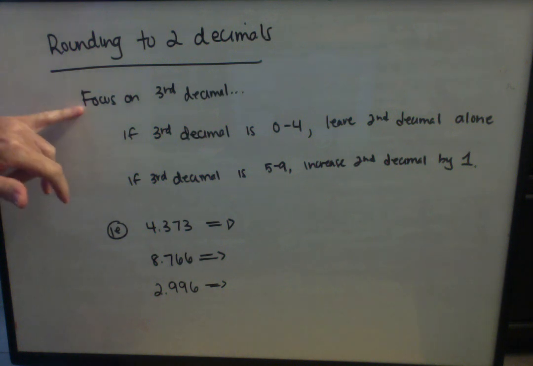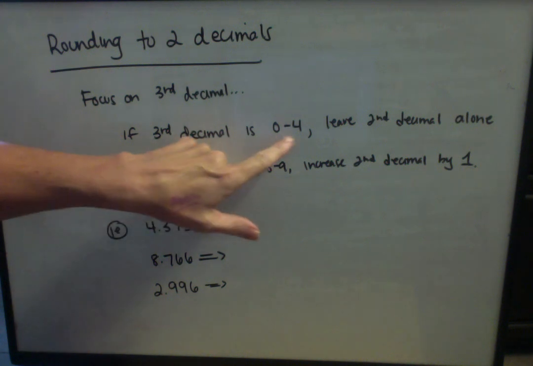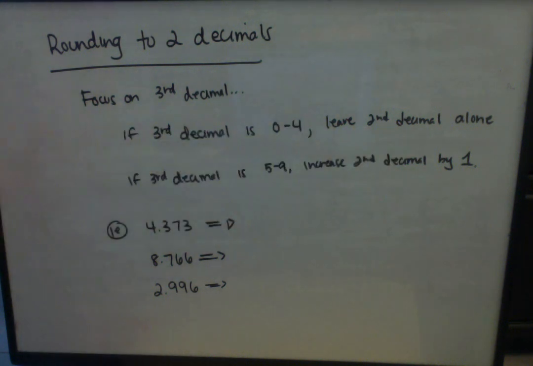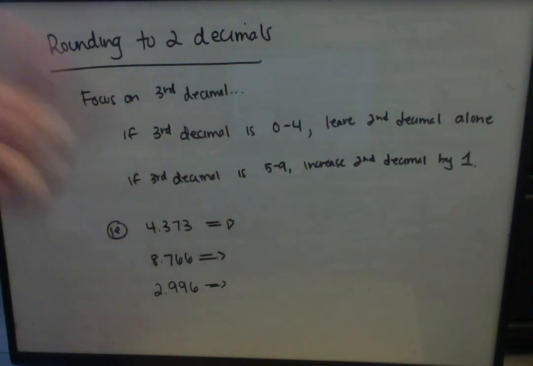To round to 2 decimals, what you do, kind of unintuitively, is you focus on the third decimal. So if your third decimal is 0 to 4, you're going to leave the second decimal alone. You're not going to change it. And if the third decimal is 5 to 9, you're going to increase the second decimal by 1. All right, so that's a whole lot of words. That's very abstract. I think the easiest way to remind you guys how to do this is with some examples.